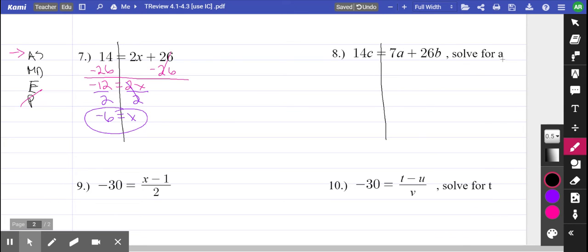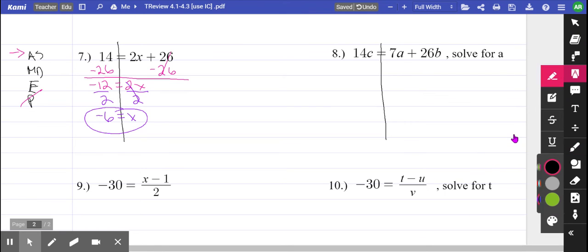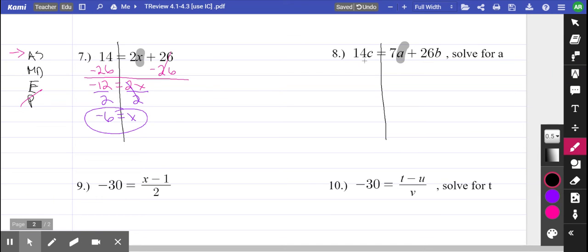Now, number 8 is a literal. We're going to solve for a. So just like over here, how we solved for x, we're going to do the same steps to solve for a. However, now my 14 has a c attached to it. And my 26 has a b attached to it. Doesn't change what we do to solve, right? So if we subtract this 26 for number 7 to get rid of it, we're going to subtract this 26b to get rid of it. You got to subtract the whole thing.